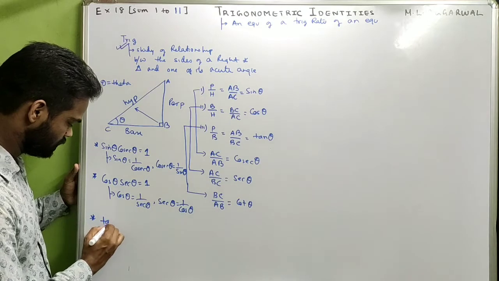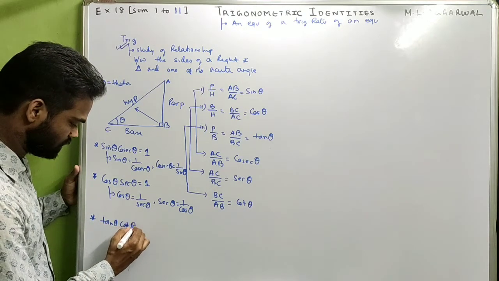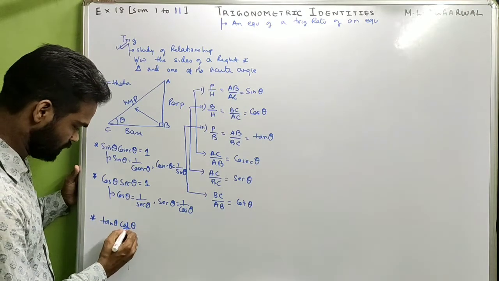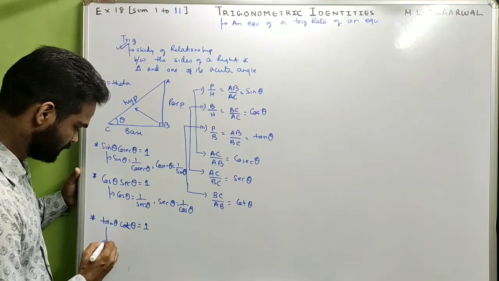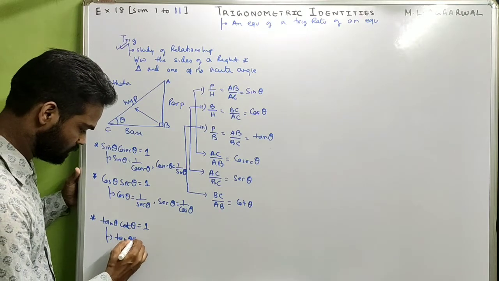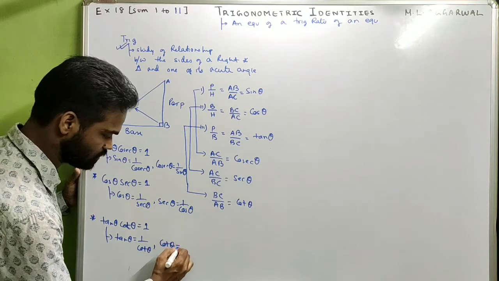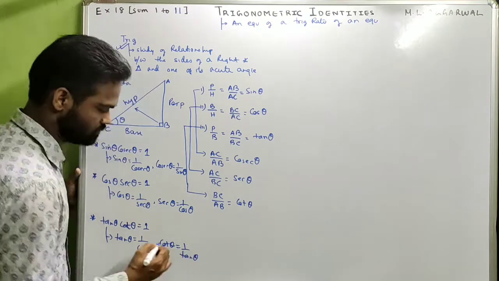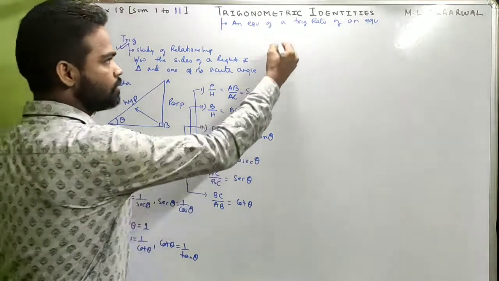Similarly, you have tan theta multiplied by cot theta. Tan multiplied by cot gives you 1, which means tan theta is equal to 1 by cot theta, and cot theta equals 1 by tan theta. So this is your reciprocal relation. Am I clear or not?